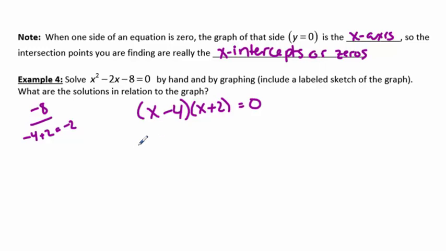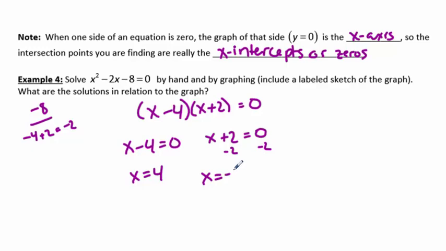So either x minus 4 is equal to 0, or x plus 2 is equal to 0. If x minus 4 is equal to 0 and you add 4 to both sides, you'll get x equals 4. If x plus 2 equals 0 and you subtract 2 from both sides, you'll get x equals negative 2. So those are my two solutions.